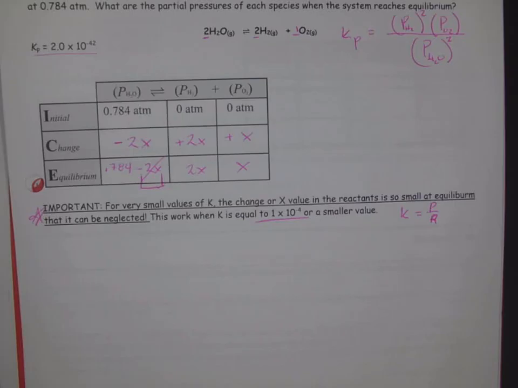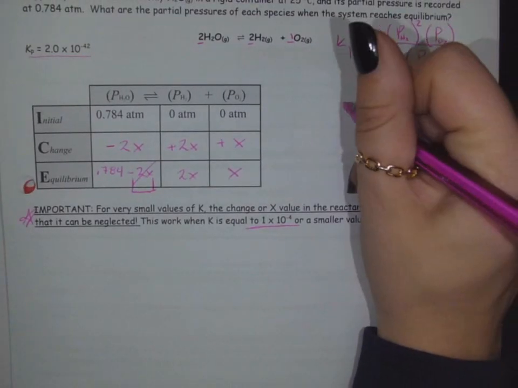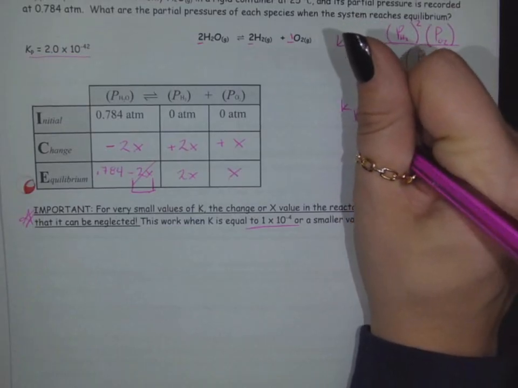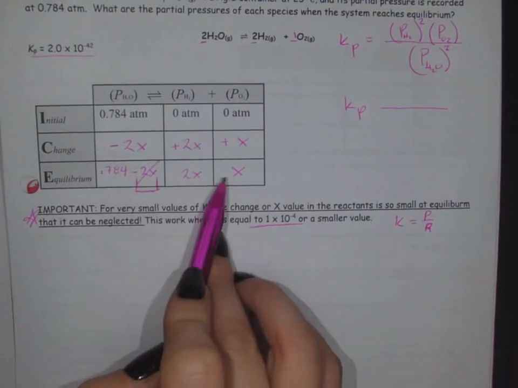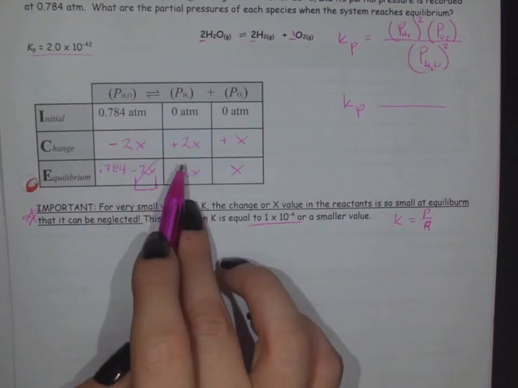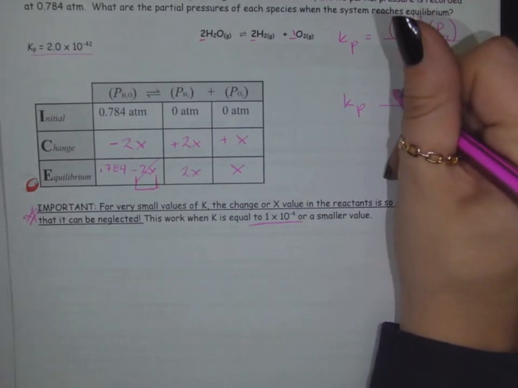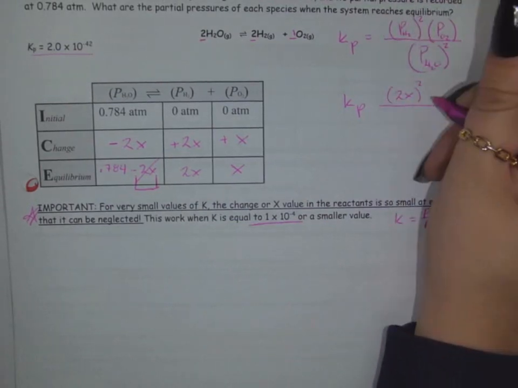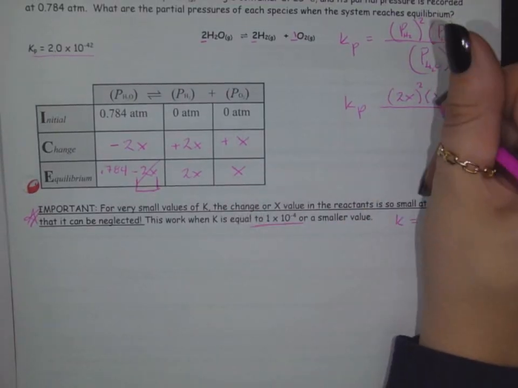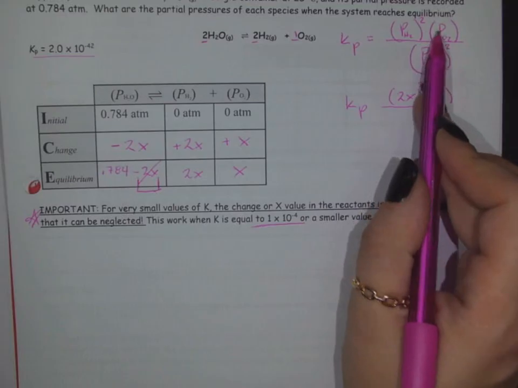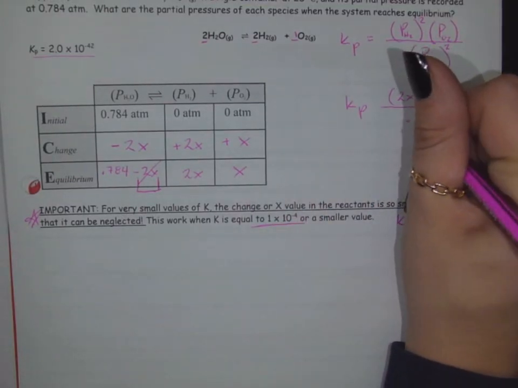Okay? And that makes our math so much easier. And so let's look at this. So I'm going to now replace these values for what I have at equilibrium. So here is the pressure of H2 at equilibrium. So that would be a 2x squared. And then I'm going to times that by x, right? Because that's the pressure of O2. And then I'm going to divide that by 0.784.